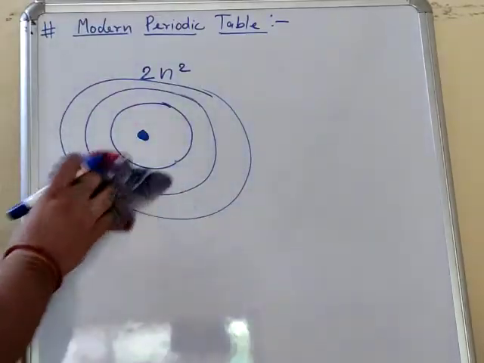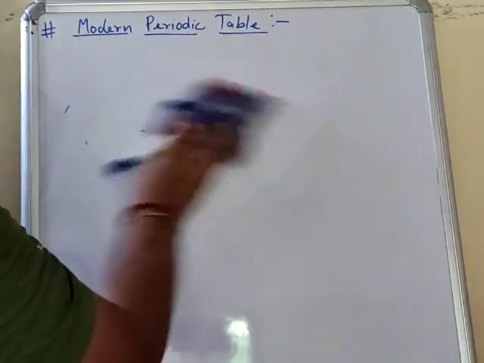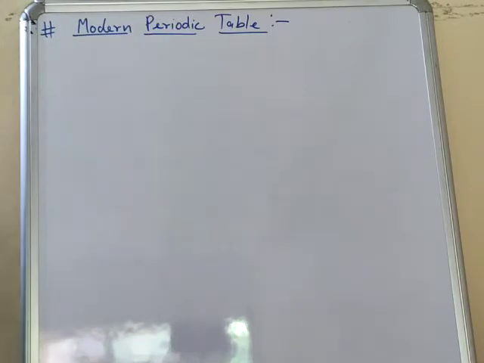Okay, this is in Bohr's theory of atomic structure in 9th standard. So in 1913 Henry Moseley said that atomic number is the basic property, and on the basis of atomic number we can classify elements better than on the basis of atomic mass. After that Niels Bohr made the modern periodic table using the atomic number.